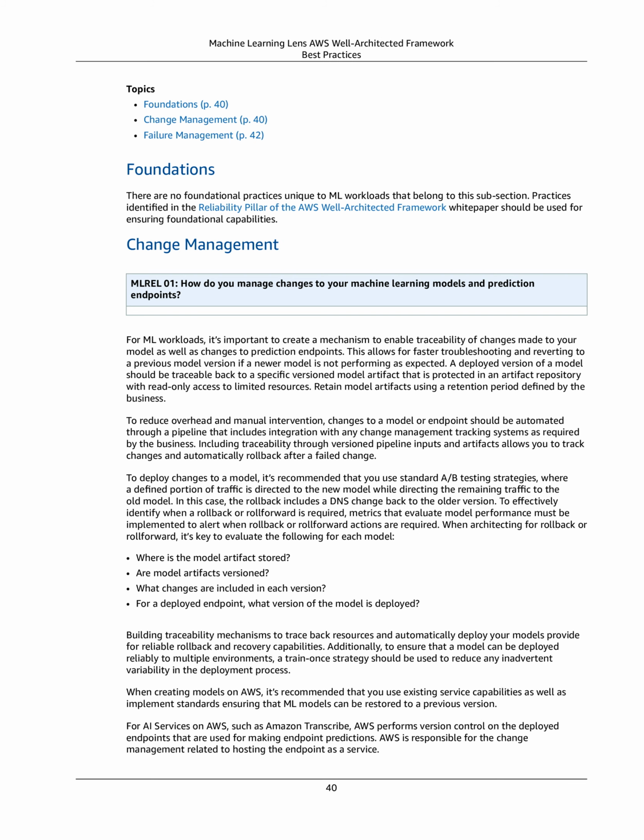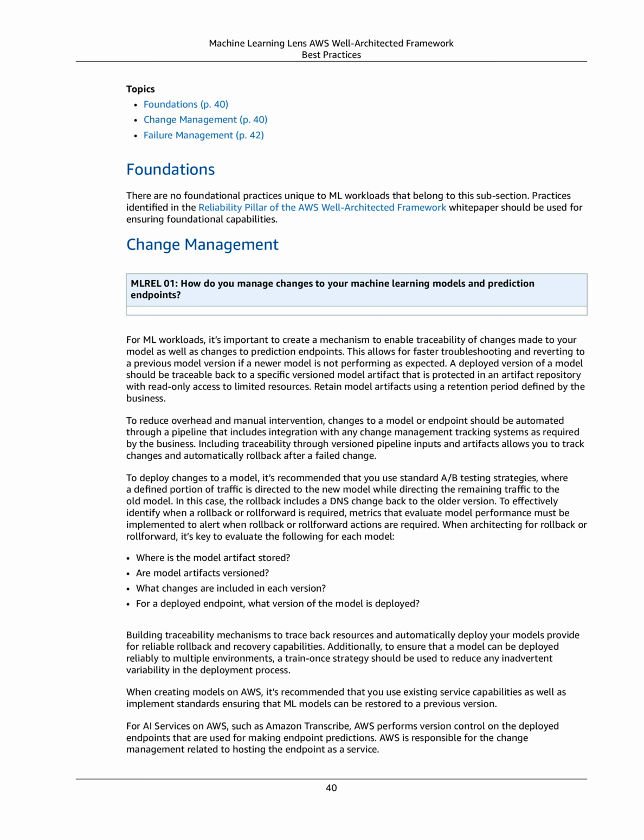To reduce overhead and manual intervention, changes to a model or endpoint should be automated through a pipeline that includes integration with any change management tracking systems as required by the business. Including traceability through version pipeline inputs and artifacts allows you to track changes and automatically roll back after a failed change. To deploy changes to a model, it's recommended that you use standard A/B testing strategies, where a defined portion of traffic is directed to the new model while directing the remaining traffic to the old model. In this case, the rollback includes a DNS change back to the older version.